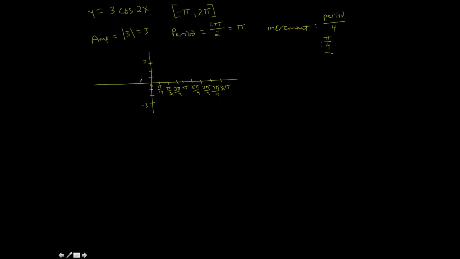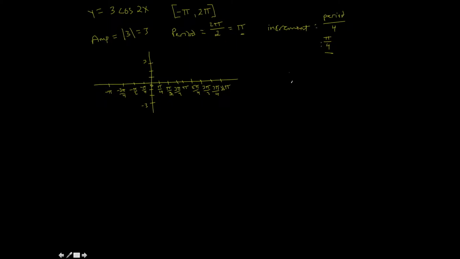Alright, now we have to go to negative pi, so this is going to be a negative pi over 4, a negative pi over 2. That's why I do the positive side first, because it's going to help you get this side a little easier. This is negative 3 pi over 4, and this is negative pi. Okay, so here's our graph. And we know from 0 to pi is one cycle, because pi is our period. So 0 to pi is one cycle.